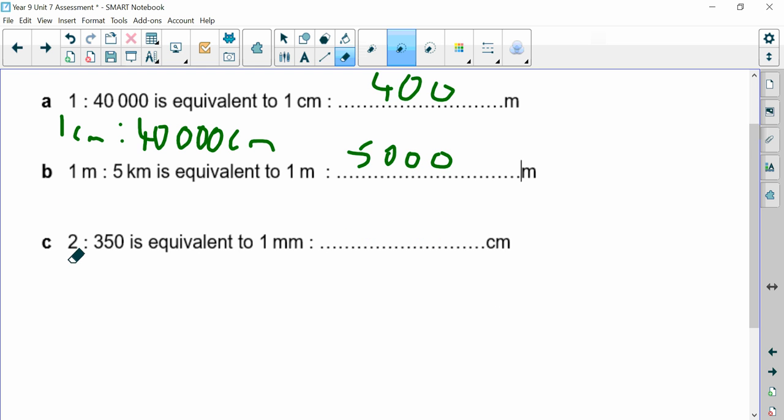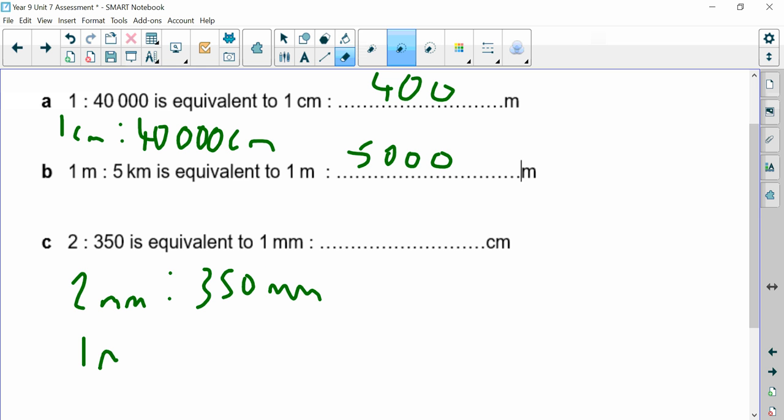Next up, the more tricky one. 2 to 350 is the equivalent of 1 millimeter to a certain number of centimeters. Well, to start with, this is the same as having 2 millimeters. Let's try and rewrite that, because we'll keep the units as what we want them to have at the end. 2 millimeters to 350 millimeters.